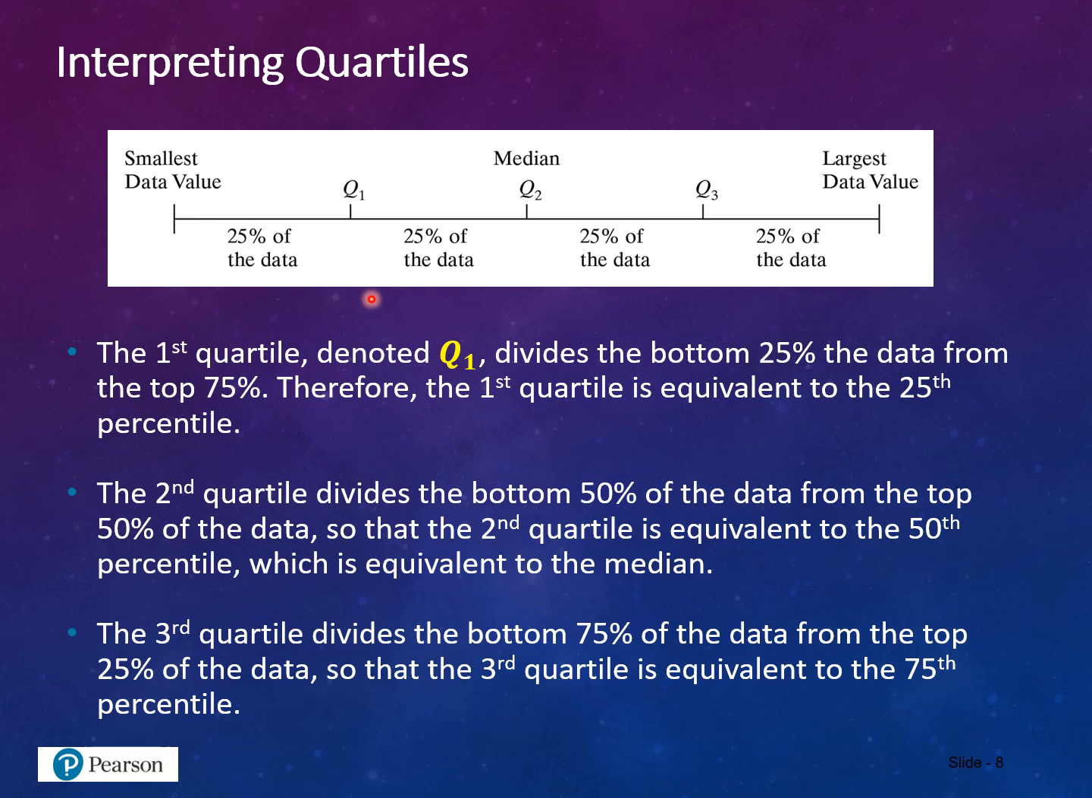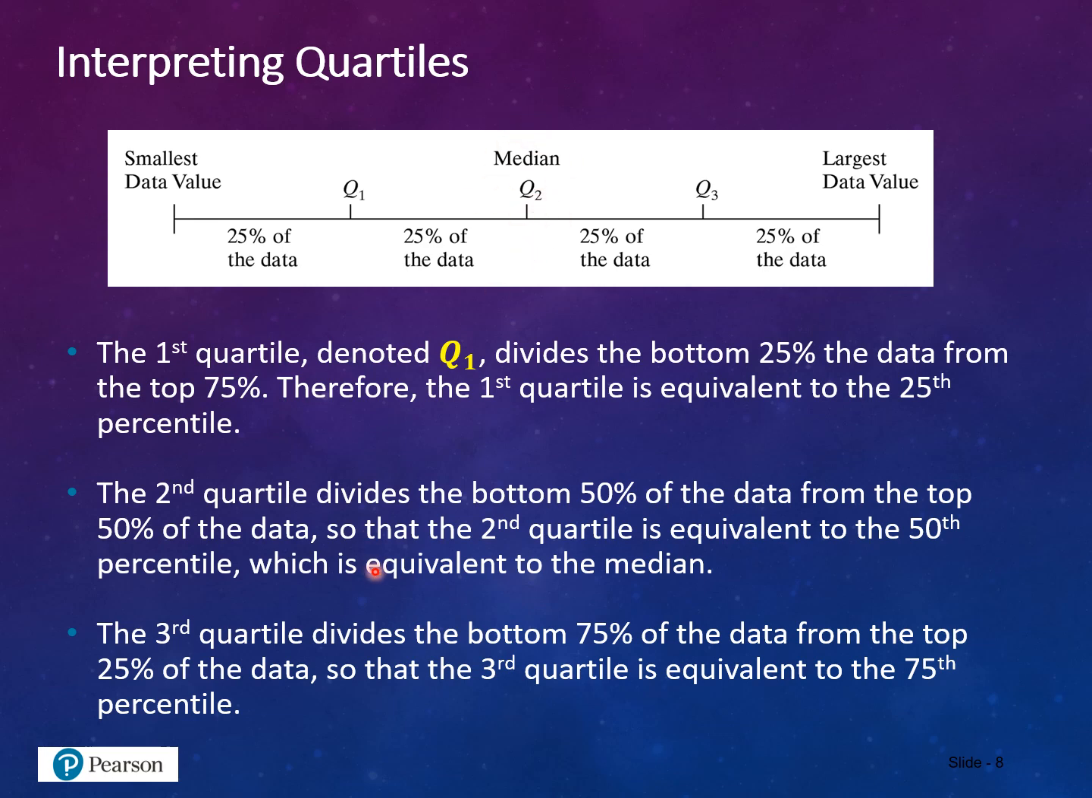The second quartile divides the bottom half of the data from the top half of the data, 50%. So the second quartile is equivalent to the 50th percentile. Notice this is equivalent to the median of all the data. The median is the second quartile.